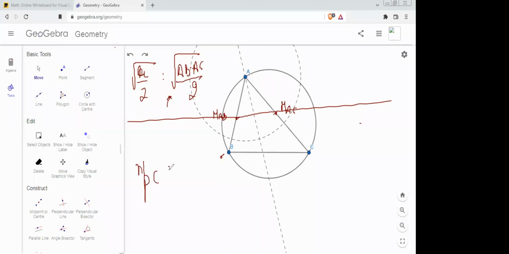Where does the NPC go to? Circle BOC, where O is the circumcenter of ABC. Because the A foot goes to the circumcenter, and these two midpoints go to C and B. So you got 3 points, so it should go to this, right? Clear?